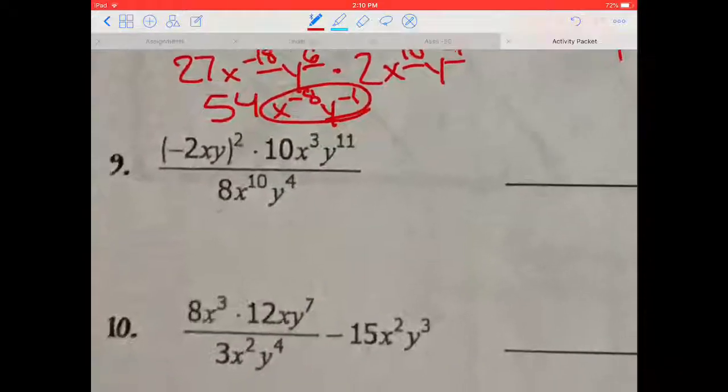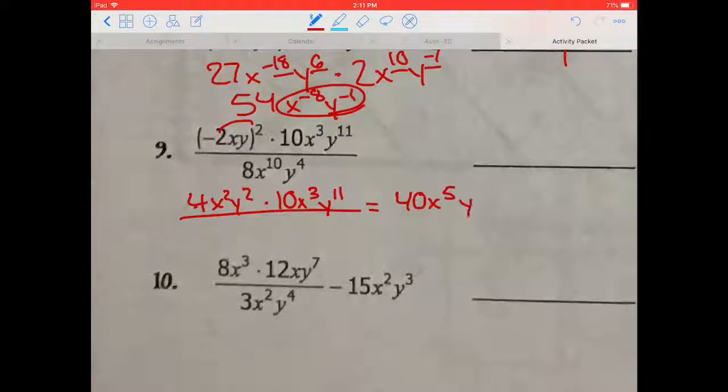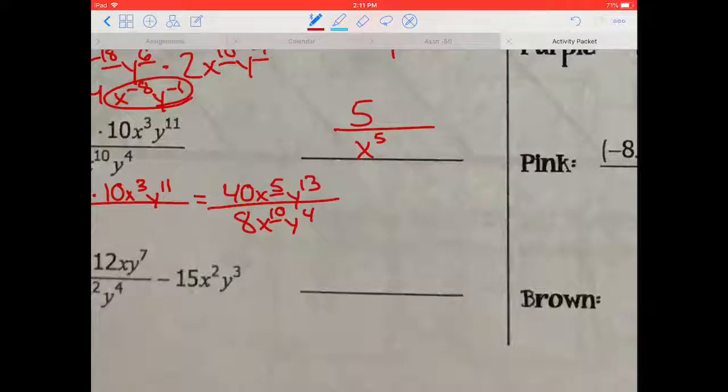Oh my god, they're getting messier. Negative 2 squared is 4. X squared y squared times 10. X cubed y 11. And then I'm not going to write down what's in the bottom yet. I need to multiply the top. So 4 times 10 is 40. X will be to the 5th power, y 11, 12, 13. And now I have the 8, x to the 10th, y to the 4th. All right, so 40 divided by 8 is 5. I'm going to have 10 minus 5 for x, so 5x is in the bottom. For the y's, 13 minus 4 is 9. That can stay in the top.